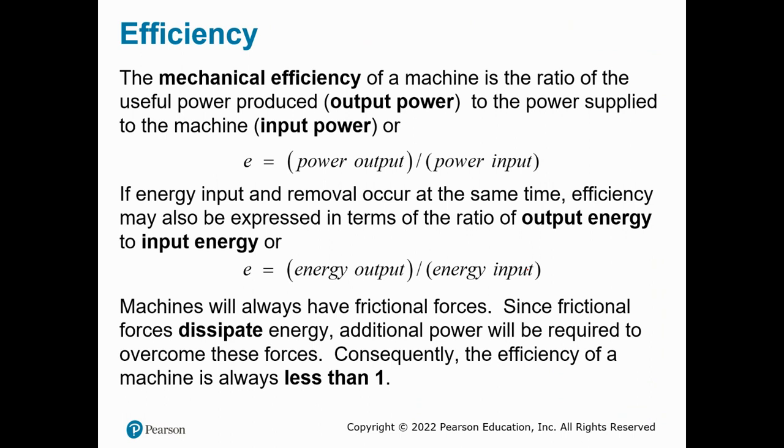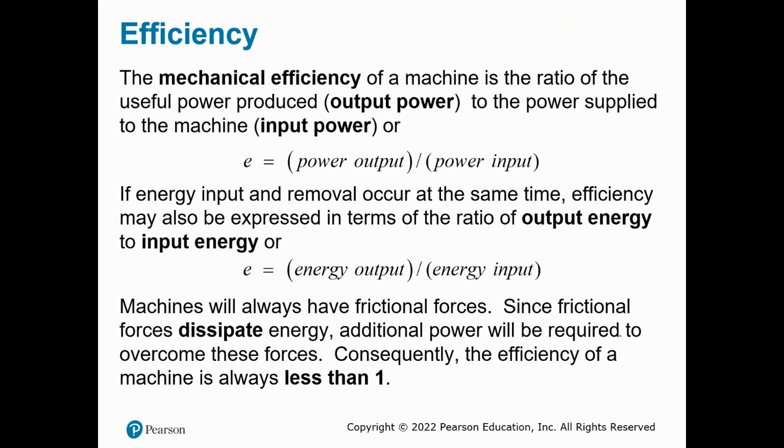Mechanical efficiency of a machine is the ratio of the useful power produced, the output power, to the power supplied to the machine, the input power. So the mechanical efficiency E will be power output divided by power input. If the energy input and removal occur at the same time, efficiency may also be expressed as the ratio of output energy to input energy. In other words, E can also be energy output divided by energy input.